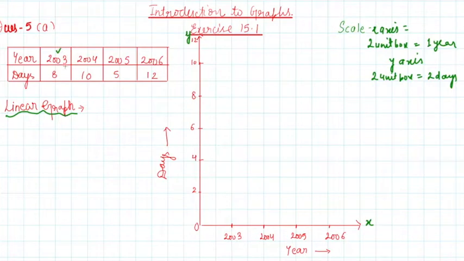Now in 2003 you have to mark it as 8. So this is your 2003, corresponding to 8. Mark this point here. Now in 2004 you have to mark 10 days, so this is your 2004 and 10 days will be here. In 2005 the number of days decrease, which is 5, so between 4 and 6. This is your 5 in 2005. Then in 2006 it increases again and the number of days goes to 12. So this is your 12 in 2006.